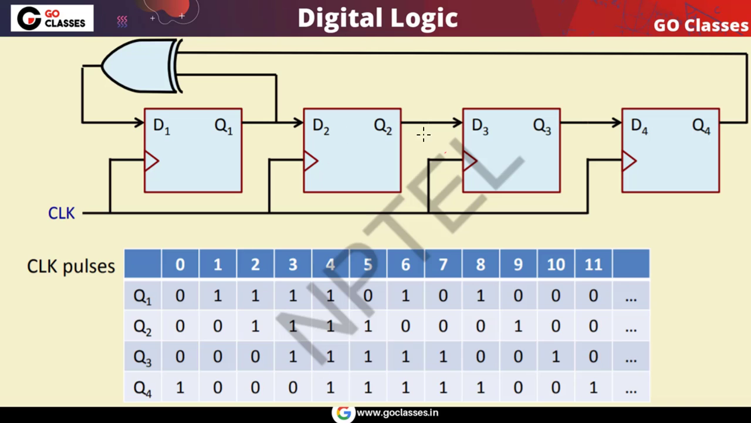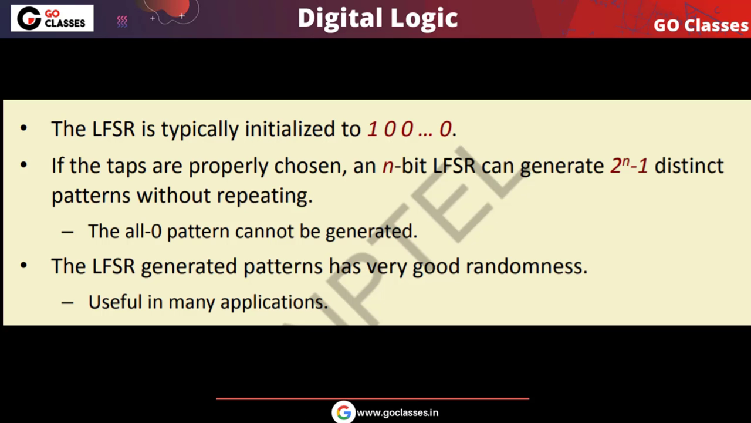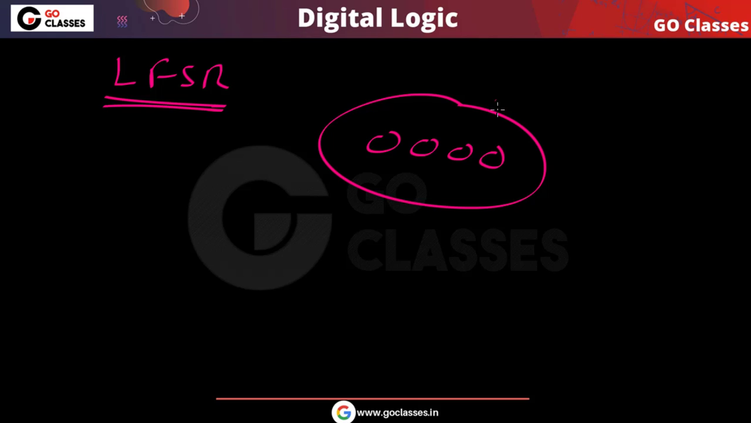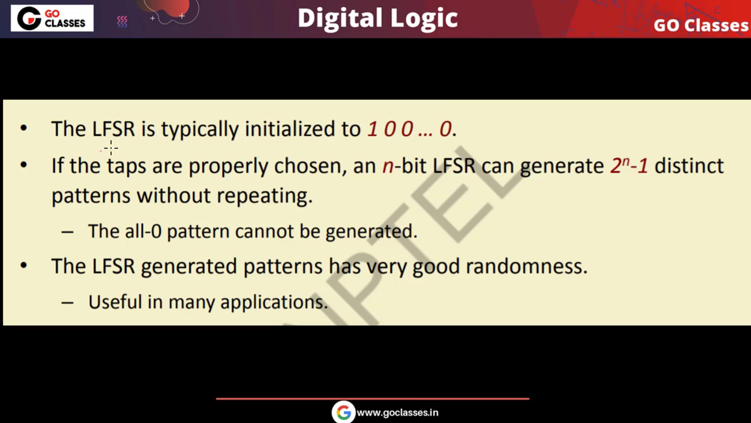Very simple. You can notice that in this linear feedback shift register, if we initialize with 0 0 0 0, then we will stay at 0 0 0 0. This is not what we do. We don't initialize this linear feedback shift register using this. Typically it is initialized with 1 0 0 0, meaning one register is set to 1 and the other registers are set to 0.